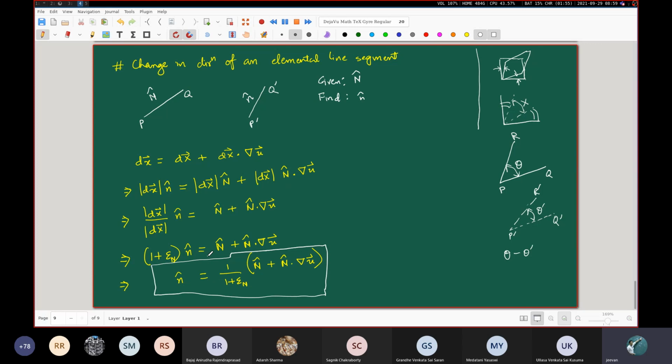in order to obtain this one, theta minus theta dash. So the first intermediate thing that we have done is to obtain this change in the direction of an elemental line segment. Now we are going to consider the question which we're actually interested in, which is the change in the angle between two elemental line segments. This is our next question: change in the angle between two elemental line segments.